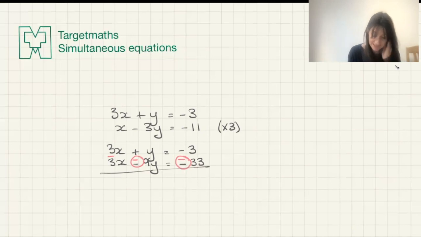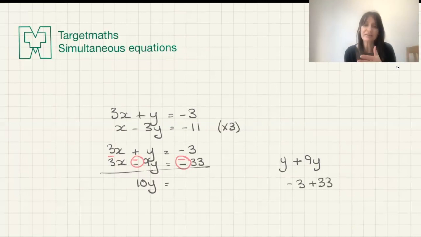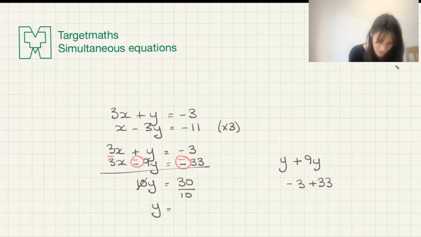And then my 3x take 3x is gone. I've got a positive y. 2 negatives mean add. And I'm adding 9y. So I've got 10y. I'm at minus 3. The 2 negatives make a positive. If I'm at minus 3 and I add 33, then I am at 30. Divide through by the 10 and y is equal to 3.